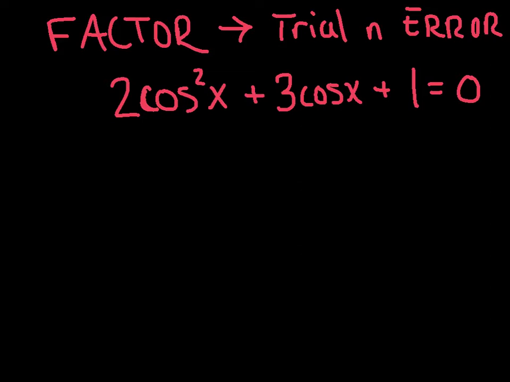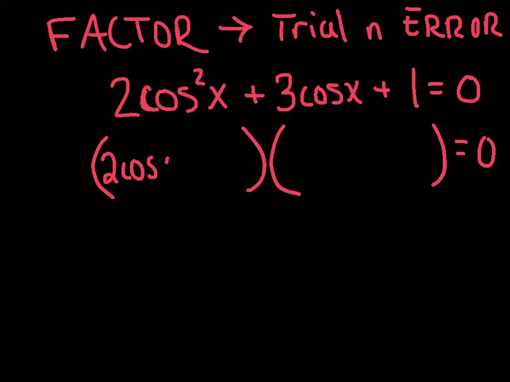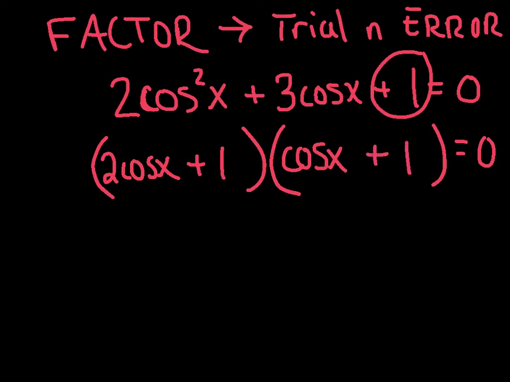The other good news was these first 2 terms were both in terms of cosine, so I didn't have to use any Pythagorean identities to substitute. I could just go ahead and start my trial and error. I'm going to go 2 cosine of x on this side, 1 cosine of x here. Now I need multiples of 1, so that made life pretty easy, just 1 and 1. If you check your outer, outer would be 2 cosine of x. The inner would be 1 cosine of x.